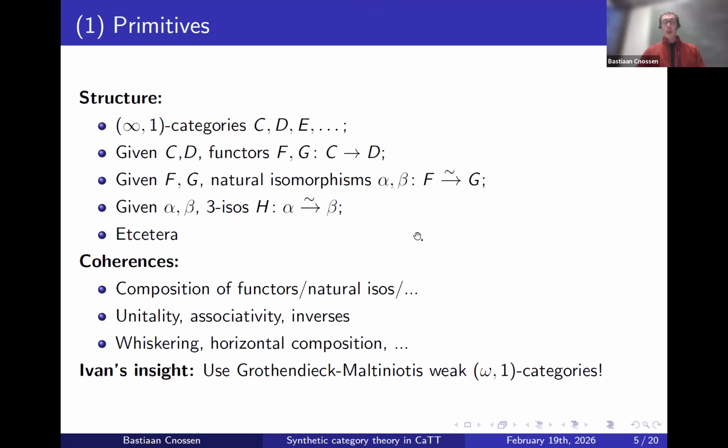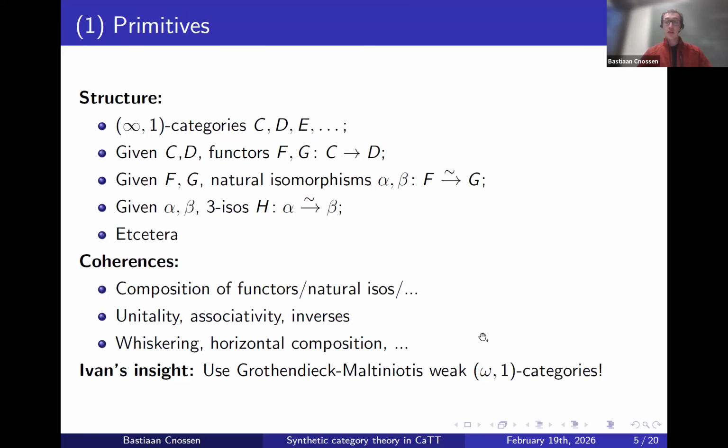Okay, and then on top of that, we need a bunch of coherences. So we need composition of functors, composition of natural isomorphisms, unitality and associativity, but also the relation between n+1 and n-morphisms. So we need to be able to whisker a functor with a natural isomorphism, horizontal composition, and so on and so forth. And this is where our project with Ivan started, when Ivan made the observation that this is basically the structure of a weak omega-1 category in the sense of Grothendieck and Maltsiniotis.